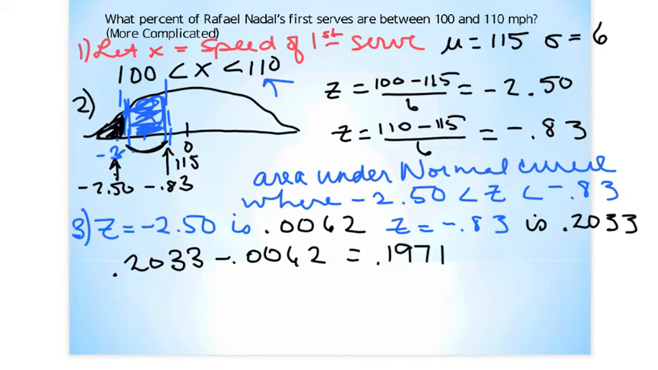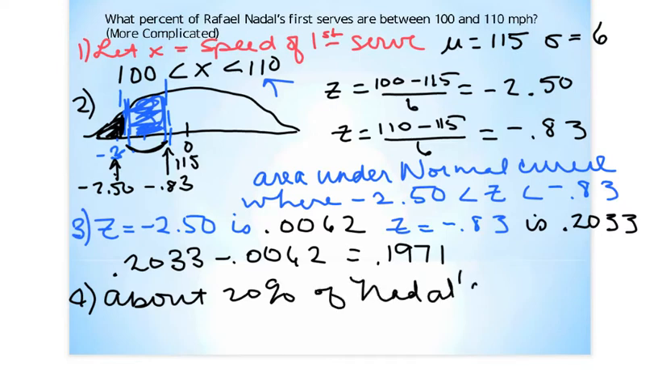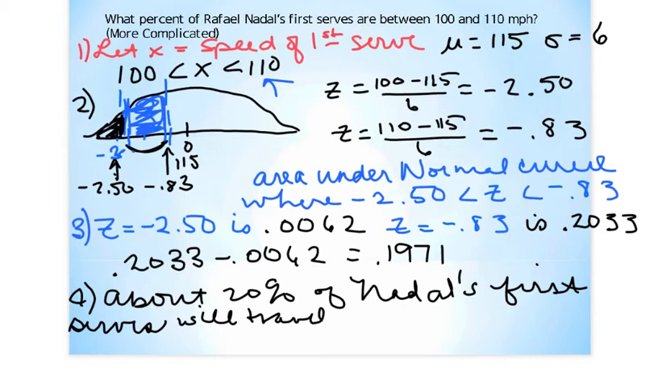and I get 0.1971. So my conclusion is about 20% of Nadal's first serves will travel between 100 and 110 miles per hour.